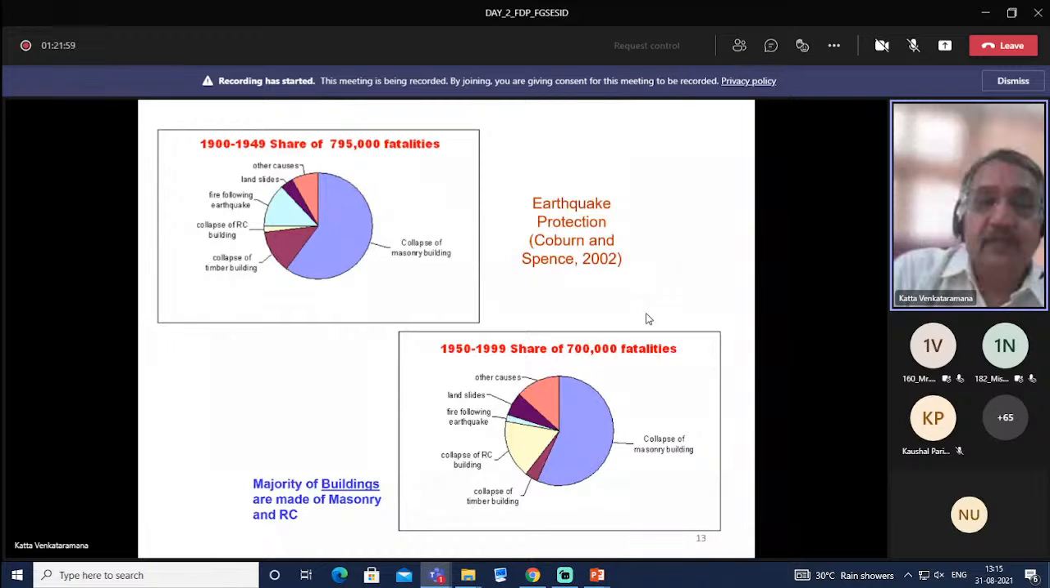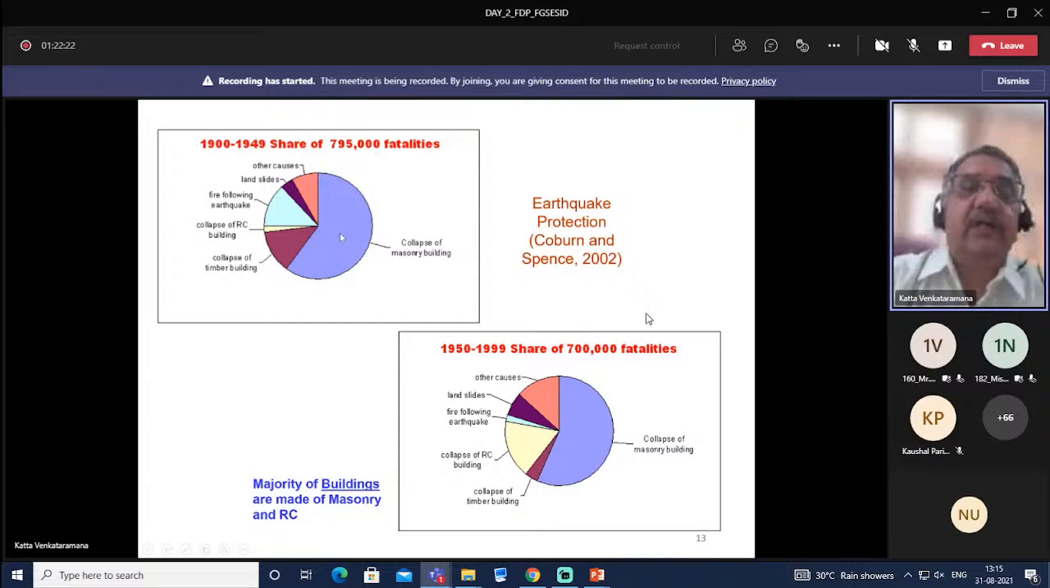If you look at the damage all over the world, from 1900 to 1949, around 795,000 people lost their lives, and a major portion is due to collapse of masonry buildings. Most of Asia and even Europe, Latin America, South America have a lot of masonry buildings. Then there is collapse of timber buildings, with very few RC buildings during that time. Then fire, post-earthquake fire hazard, landslide, and other causes.